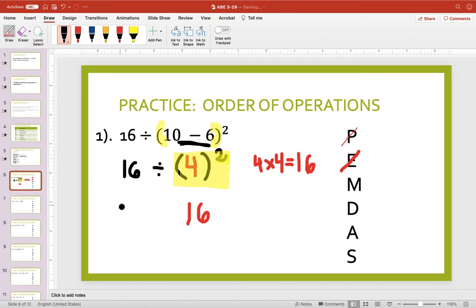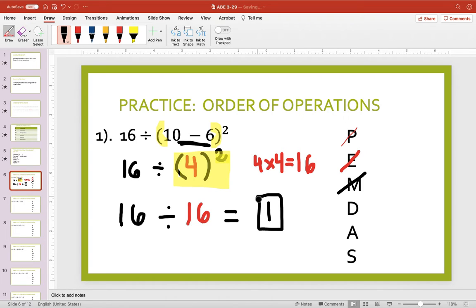And again, I'm going to bring down everything on the left side that I did not look at. We don't have any multiplication, so we would just skip that step. Next is division. 16 divided by 16. If you punch that into your calculator, your final answer is 1.